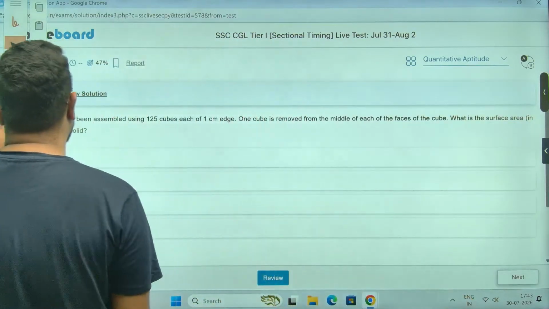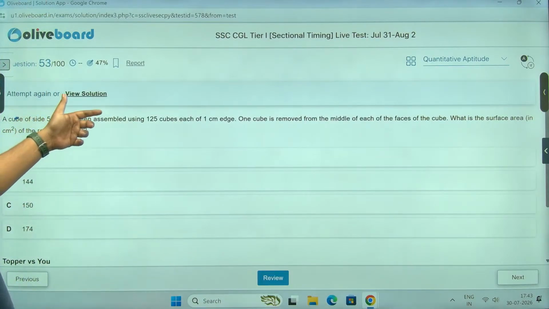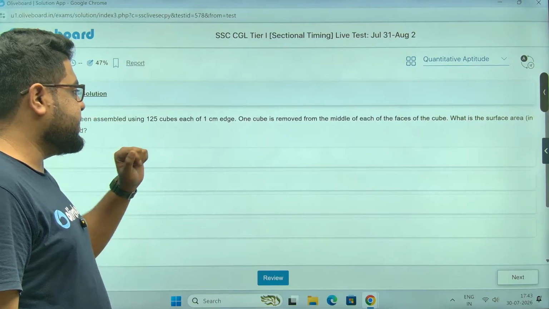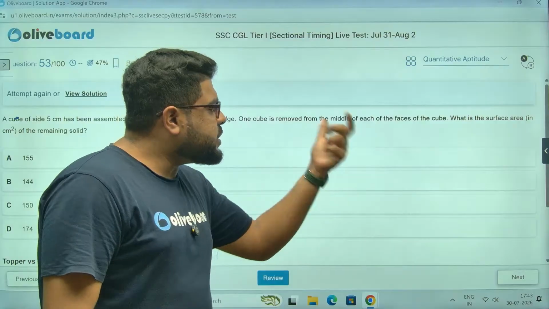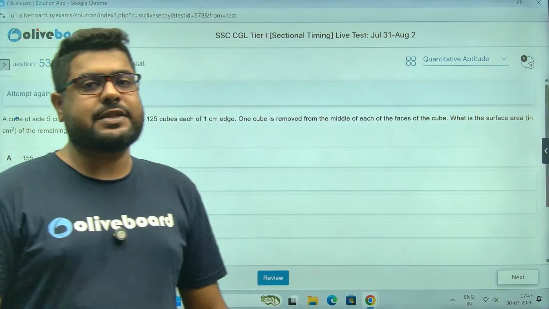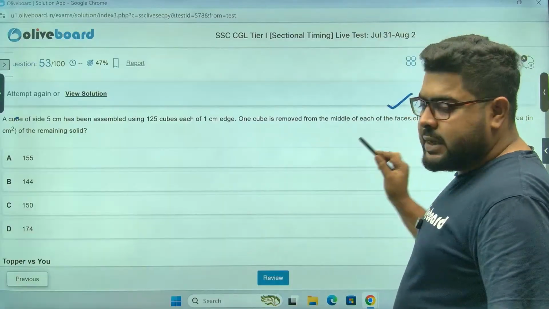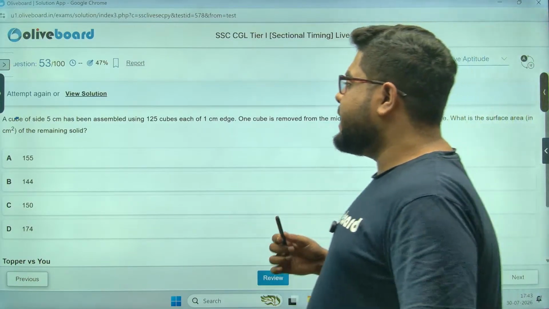Next one, please. A cube of side 5 has been assembled using 125 cubes, each of 1 centimeter. One cube is removed from the middle of each of the following faces. What is the surface area? Okay, now please understand, if we remove cubes, actually my surface area will increase.